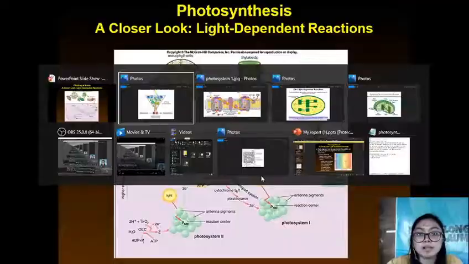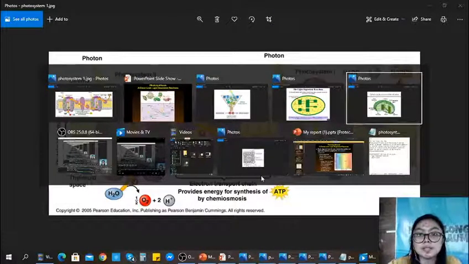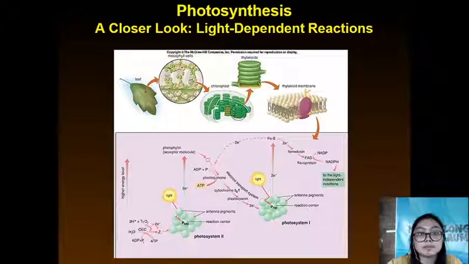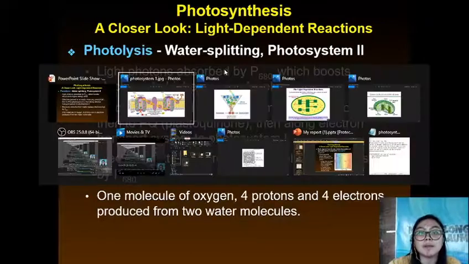Let's go back here to the PPT. Photolysis is like water splitting in photosystem 2. The light photons are absorbed by P680, which boosts electrons to a higher energy level. The electrons pass to the acceptor molecule, pheophytin, then to plastoquinone, then along the electron transport system to photosystem 1.